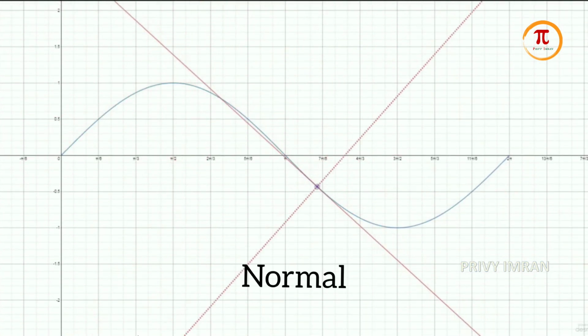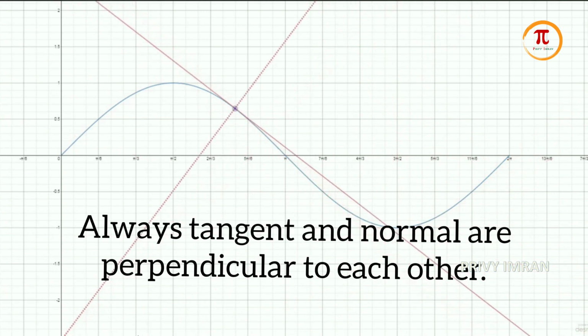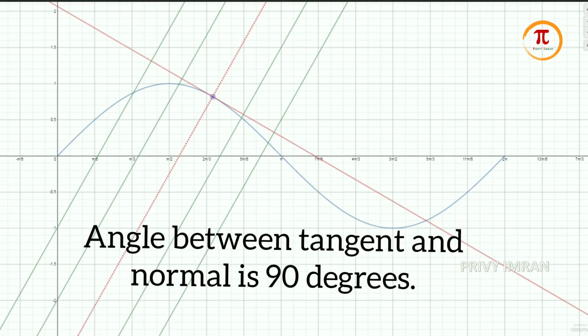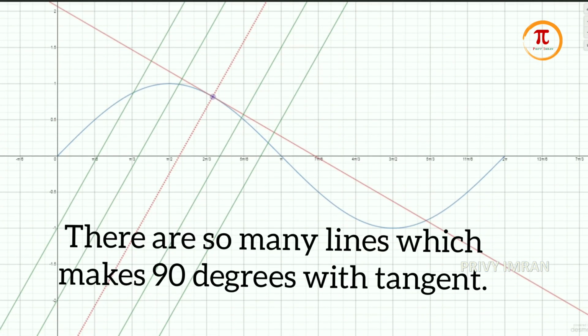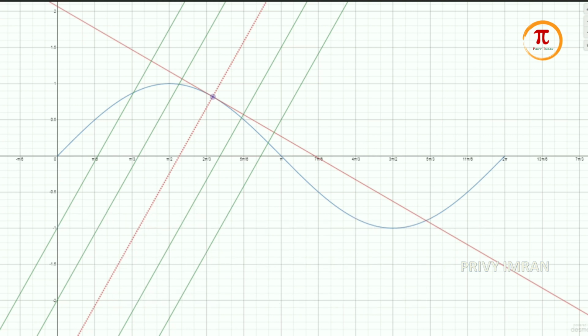Now we are going to discuss normal. Always the tangent and normal are perpendicular to each other. That is, the angle between the tangent and normal is 90 degrees. If you observe here, there are so many lines which make an angle of 90 degrees with a tangent. Here only one line will satisfy the normal and the remaining lines are just perpendicular to the tangent.